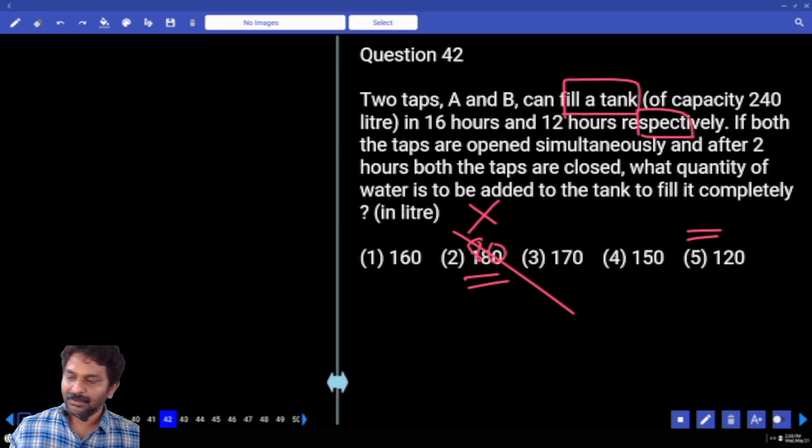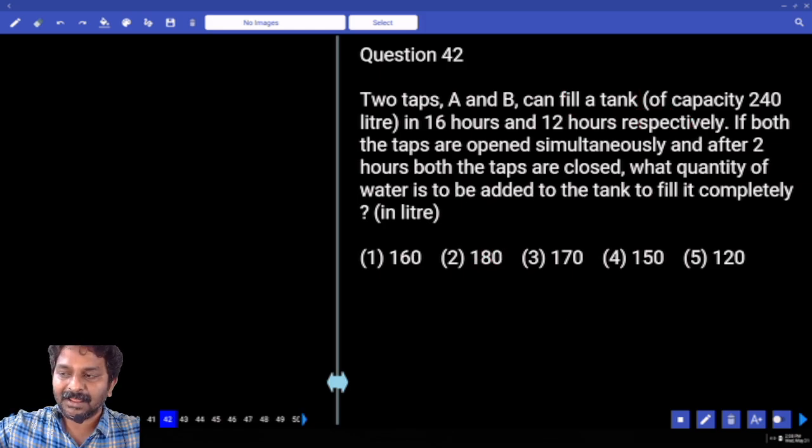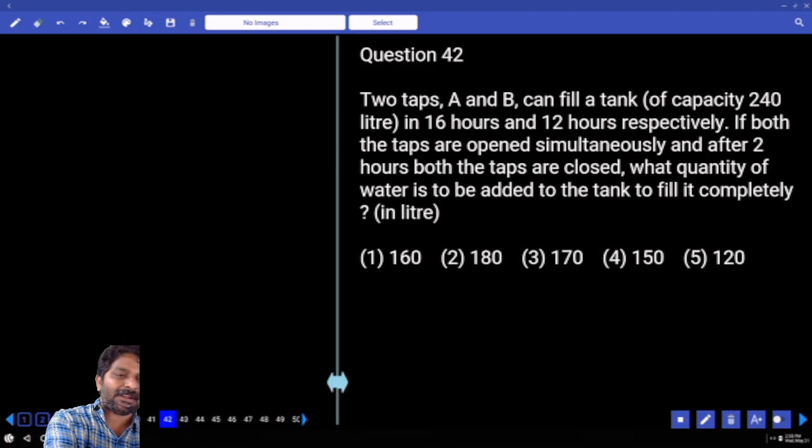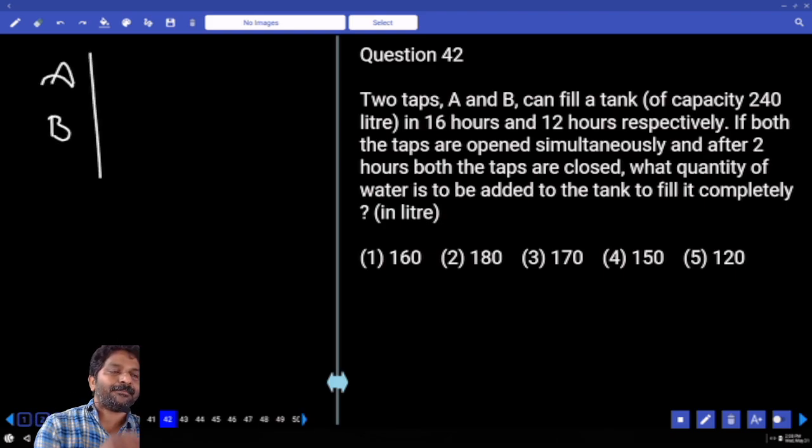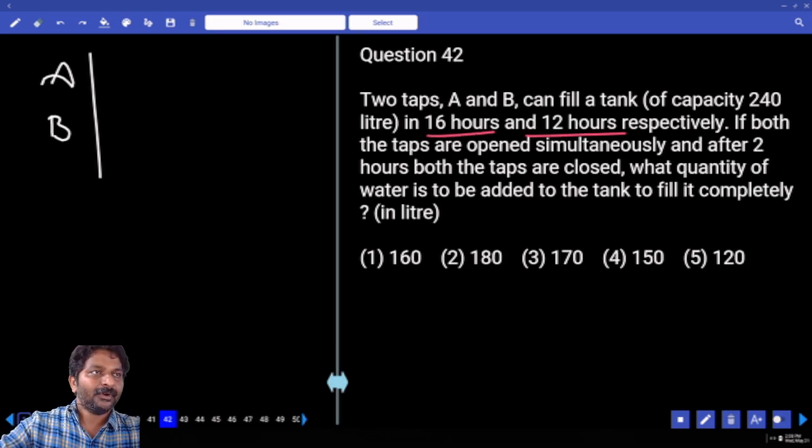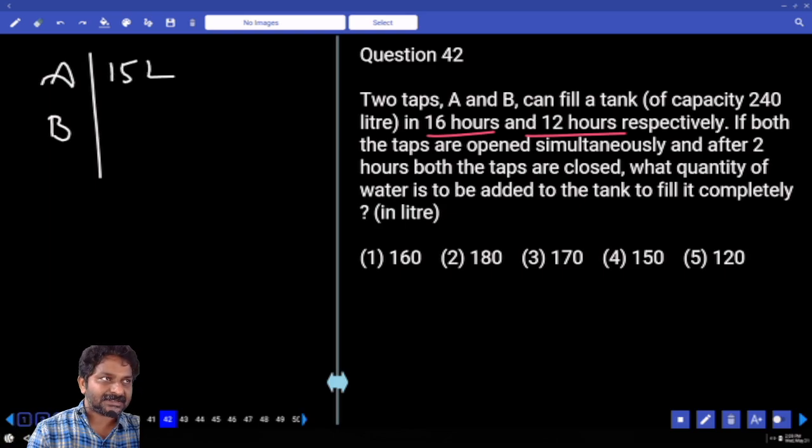Next. 2 taps A and B can fill a tank of capacity 240 liters in 16 hours and 12 hours respectively. So let us calculate per hour capacity of A and B. 240 liters can be filled in 16 hours, so per hour 15 liters. 240 liters can be filled in 12 hours, per hour 20 liters.